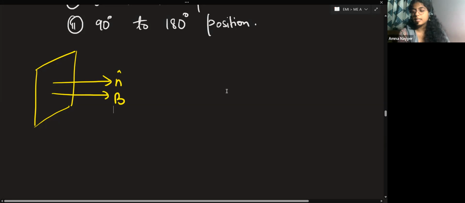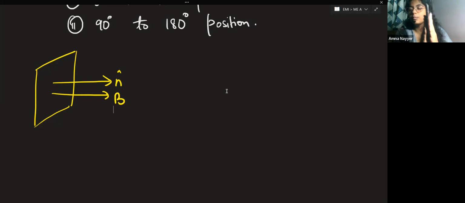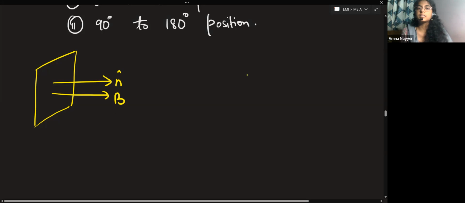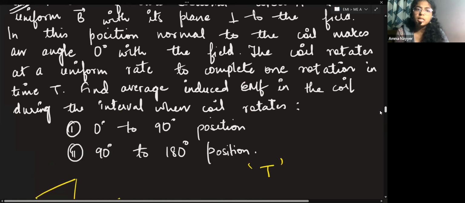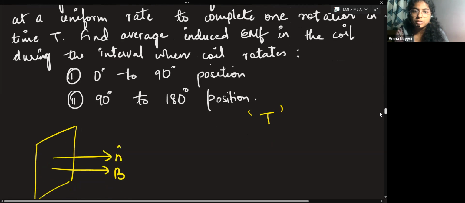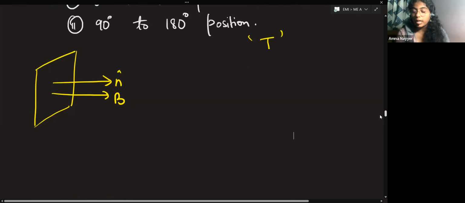Now it says, let's say this is the coil. So this is the initial position of the coil. When the coil completes one rotation like this, the time period becomes T. That was given in the question. And at the end, what did the question ask? You have to find out the induced EMF when it rotates from 0 degree to 90 degree position.